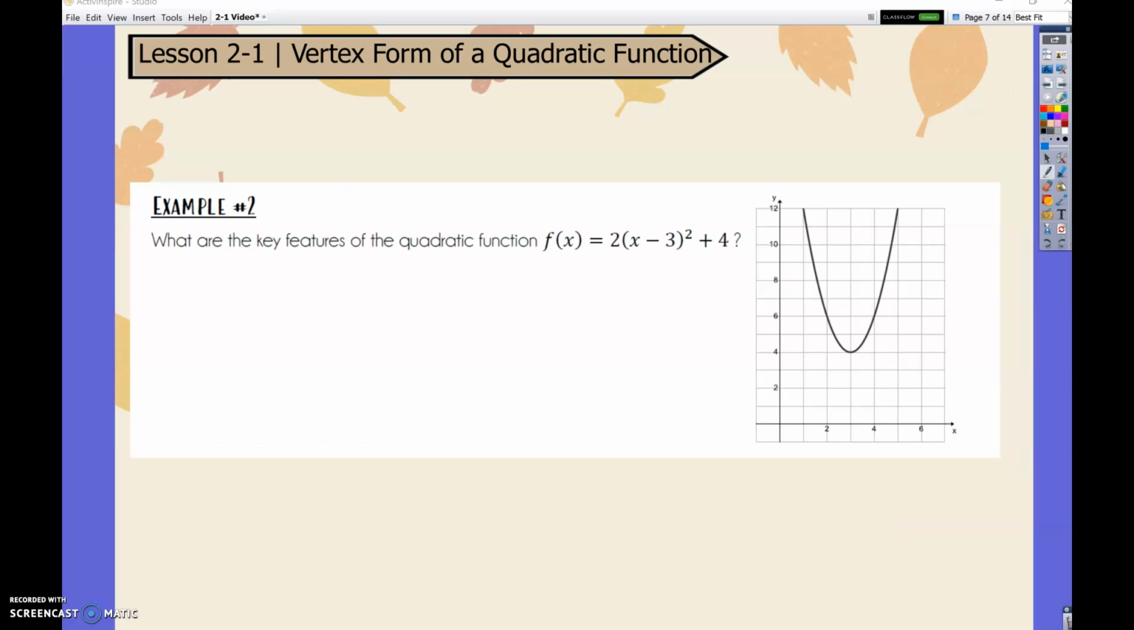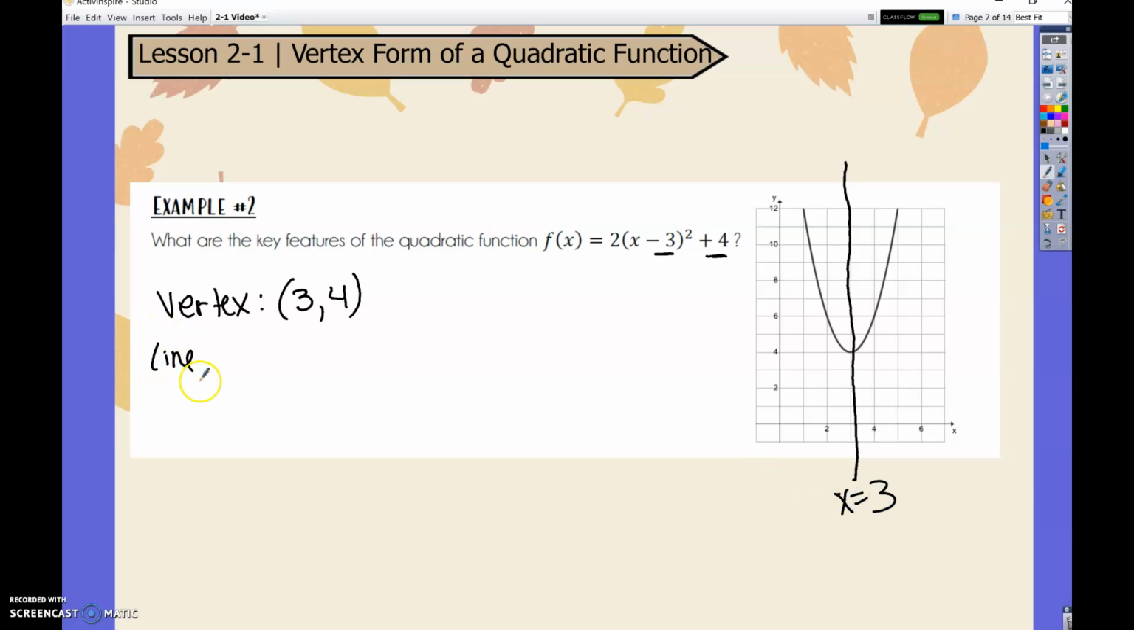So for example 2, when someone asks you the key features of this graph, they've graphed it for you so it helps to see, but I can use these numbers right here and know my vertex is +3 because it moves in the opposite direction, and up 4. I also know that down the center of this line is my line of symmetry. That means x is always going to be 3 there, so that'd be my line of symmetry.